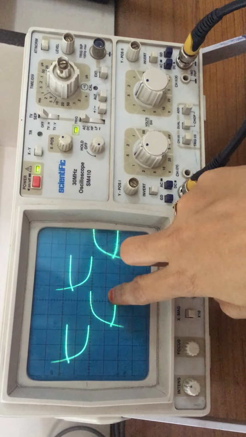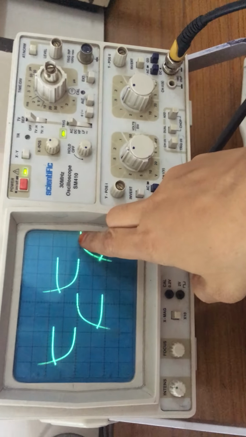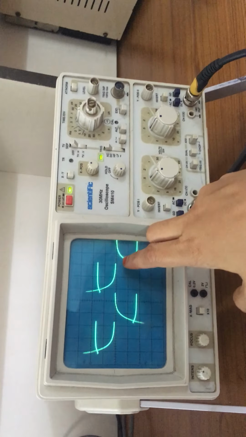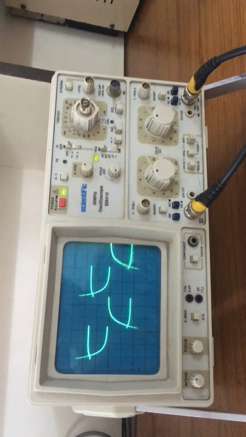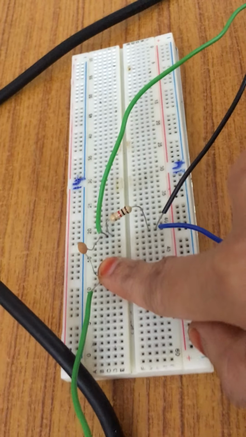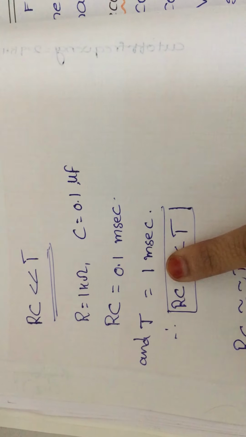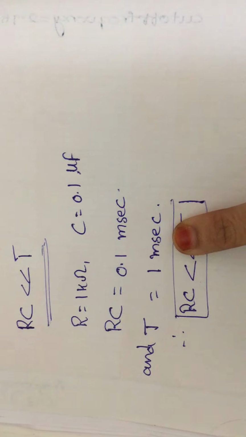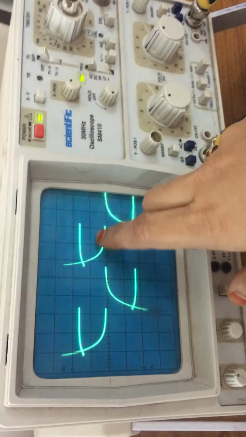This is the input square wave and this is the output signal obtained when the RC time constant is far less than T. Why? Because the resistor value we have taken is 1 kilo ohm and the capacitor is 0.1 microfarad. The RC time constant is 0.1 millisecond, and the time period T we have taken is 1 millisecond. So RC is far less than T, and the output wave shape obtained is like this.